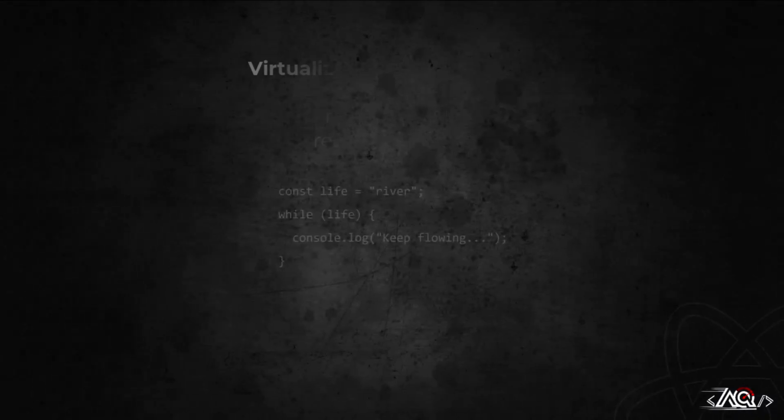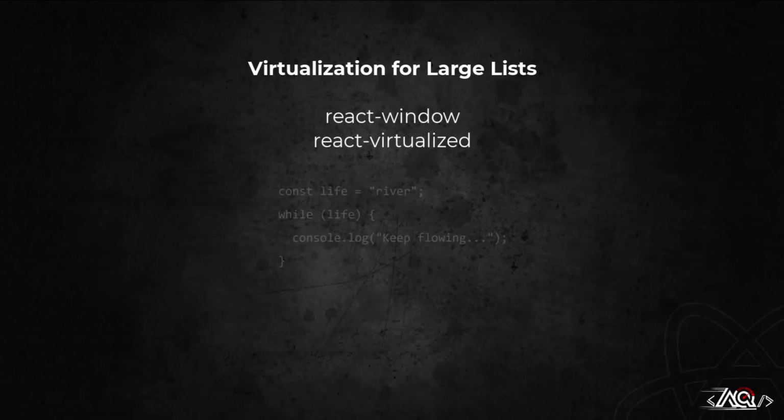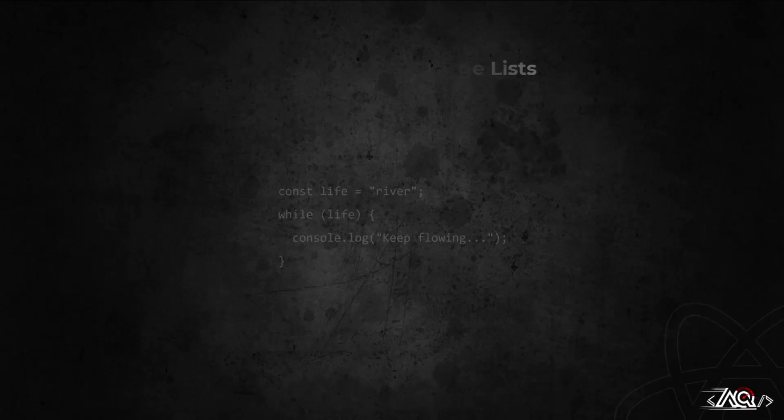If we render very large lists, performance can drop. Instead of rendering thousands of DOM elements, we can use list virtualization. Libraries like React Window and React Virtualized only render the items that are visible on the screen. These can dramatically improve performance.